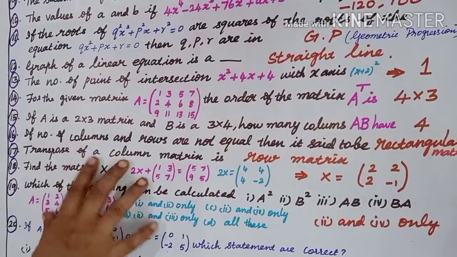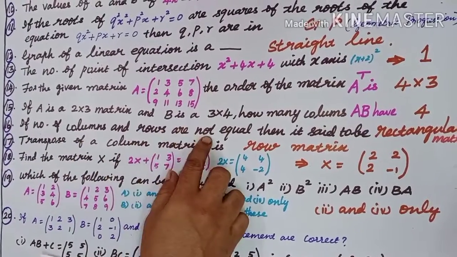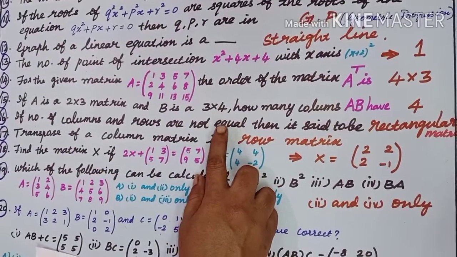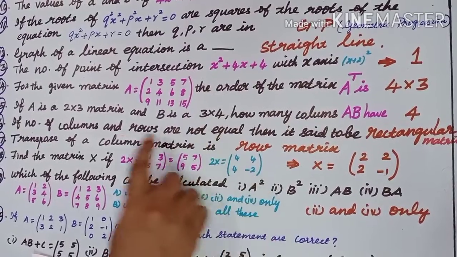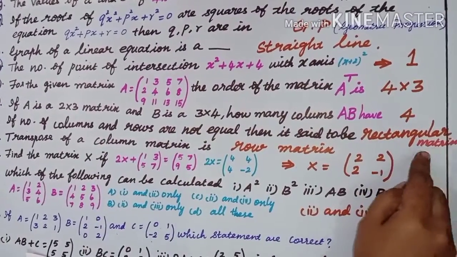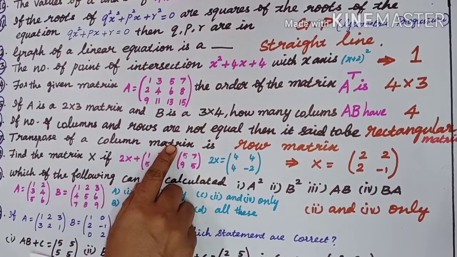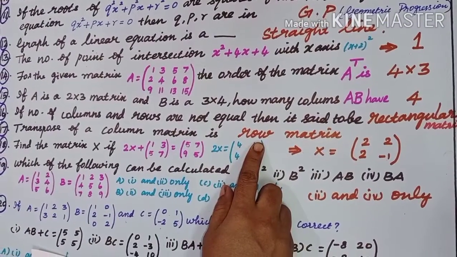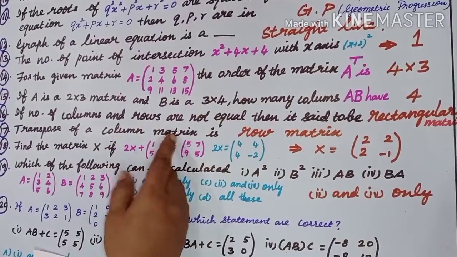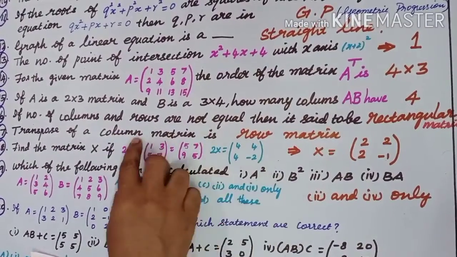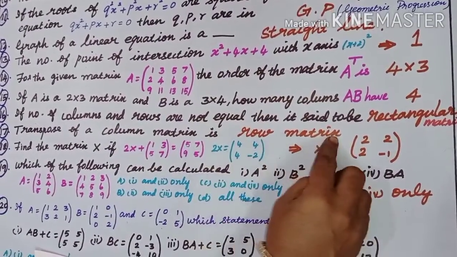So 16th question: number of columns and rows are not equal. So if it is equal, that is a square matrix. If not equal, that is a rectangular matrix. So 17th: transpose of a column matrix. So you well know, that is a row matrix. If this opposite is row, so that opposite you write, that is a row matrix.